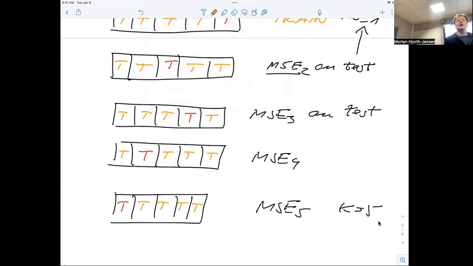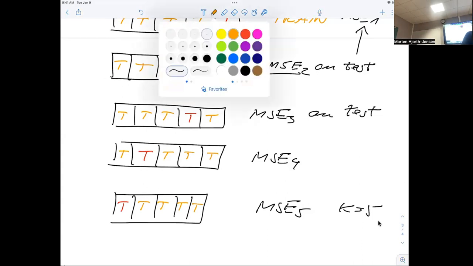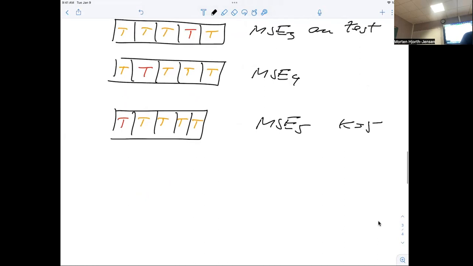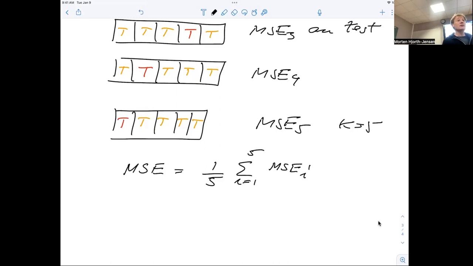So we could then calculate again the mean squared error. The mean squared error in this specific case, or we are not limited to the mean squared error, the final one is simply going to be equal to 1 over 5 times the sum from 1 to 5 of MSE_i. And this can be done both for the training and for the test data.